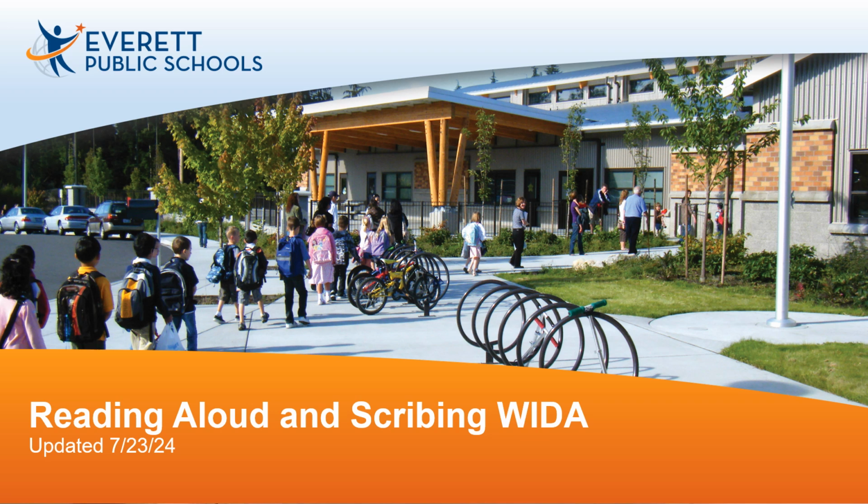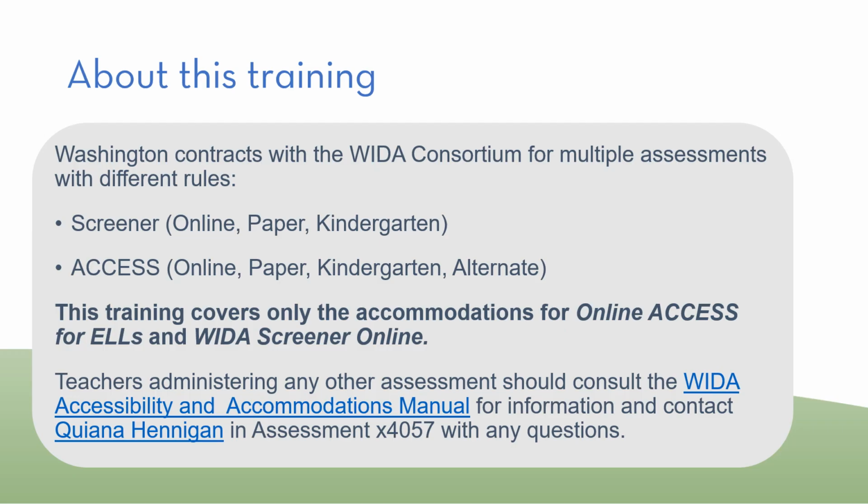This training is to review the reading aloud and scribing accommodations for the online WIDA ACCESS for ELLs assessment. About this training: Washington contracts with the WIDA Consortium for multiple assessments with different rules. This includes the Screener and the ACCESS test. This training covers only the accommodations for Online ACCESS for ELLs and WIDA Screener Online.